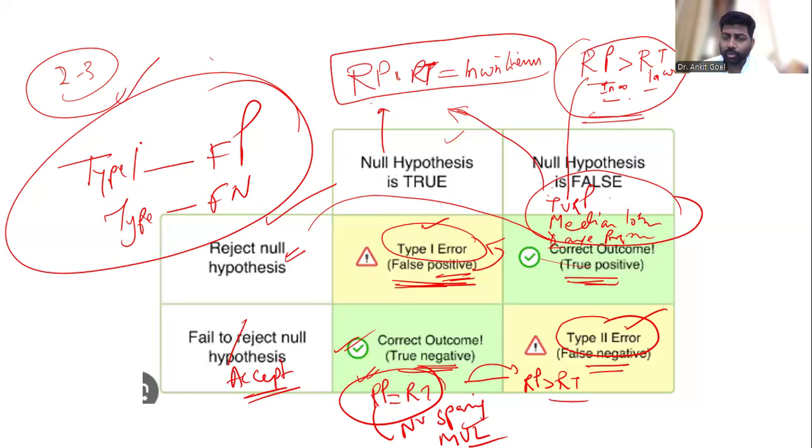The first thing is read the last sentence first. What are they asking for? And when you get all the information, try to jot it down in a table. That's the most important thing. Type 1, type 2 errors can be important. Which one is false positive, which one is false negative? This is important.